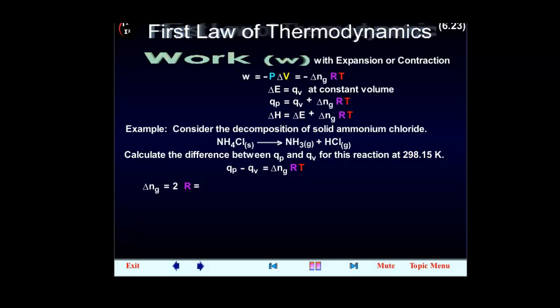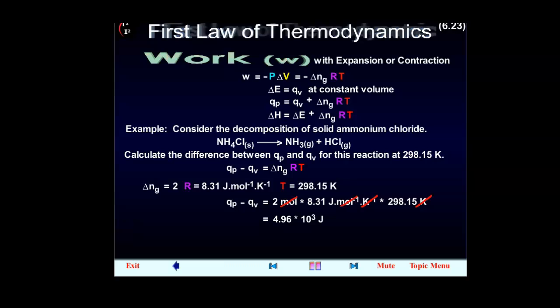R equals 8.31 joules per mole per Kelvin. T equals 298.15 Kelvin. Q sub P minus Q sub V equals 4.96 times 10 to the power 3 joules.